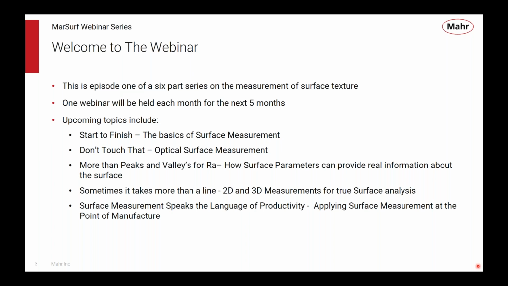Then in the third one, we'll talk about more than just Ra. What are some of the other parameters, how do they get calculated, and what might they reveal about the surface, and whether it's good for a certain function or not. Beyond that, we'll go into 3D parameters that tell us something about the 3-dimensional characteristics of a surface. And finally, in the last one, we'll look at using surface measurement in a production environment at the point of manufacture for a product.